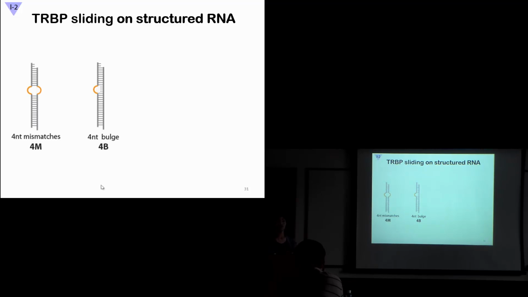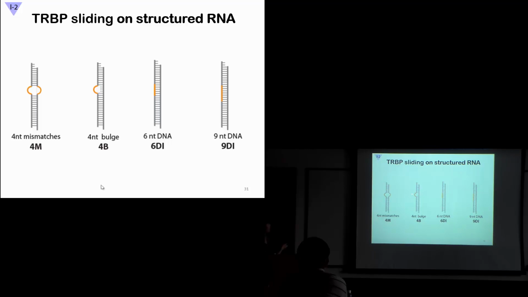Okay, and then we thought to introduce disruptions along the way, or barriers along the way, to see how much it can tolerate. So we created some mismatches of different sizes and a bulge, which is just a longer strand on this side. And we inserted DNA because, I didn't get to show you, but this TRBP binding and sliding is very highly selective to double-stranded RNA. It does not even bind to anything other than double-stranded RNA. So we thought to create some DNA strands into the strand.